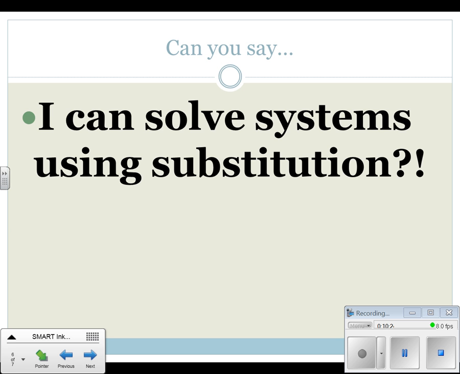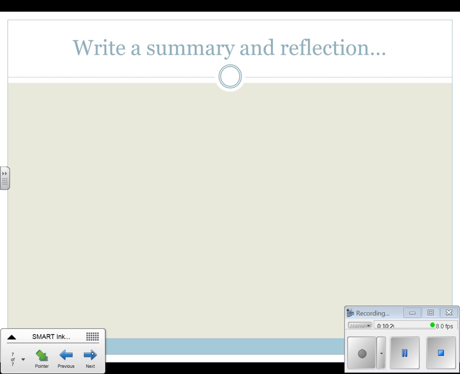Can you say I can solve systems using substitution? Write a summary and reflection and be prepared for the work time in class.